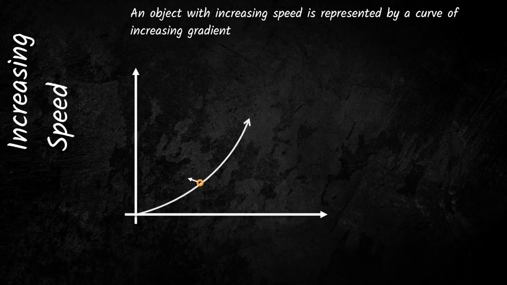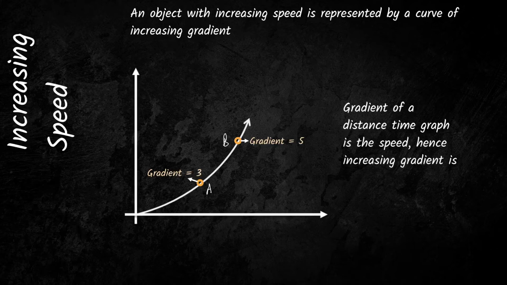Let's consider this point A right here with a hypothetical gradient of 3, and this point B right here with a hypothetical gradient of 5. We can see that A has a much smaller gradient than B. Hence, A would be traveling much slower than B. B has a higher gradient, hence it's going to be traveling faster. So to conclude this point, on a distance time graph, an increasing curve means your gradient is increasing, hence your speed must also be increasing. This upwards curve represents an increasing gradient and hence an increasing speed.